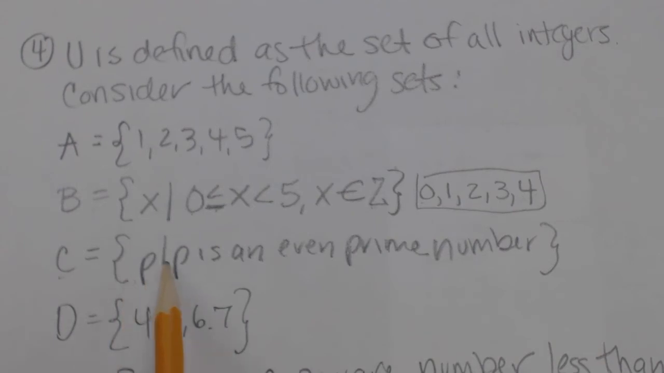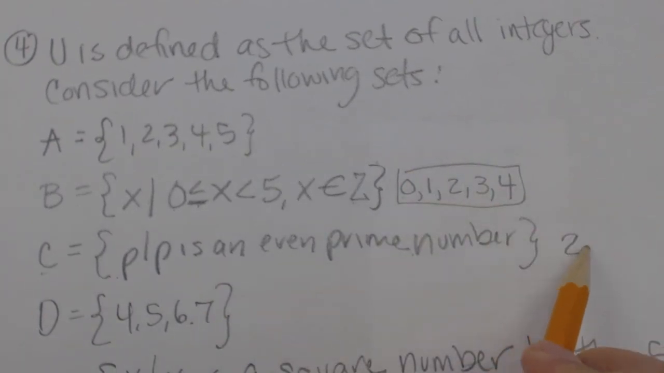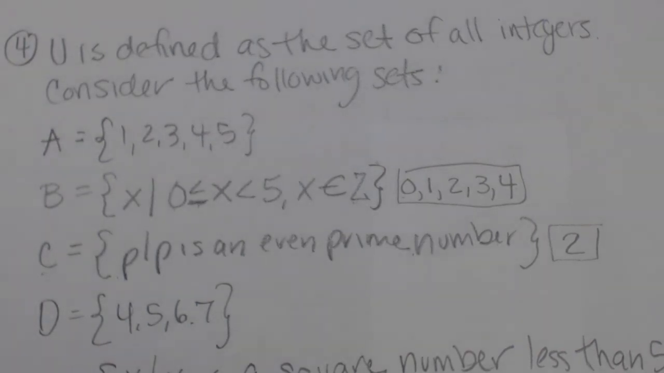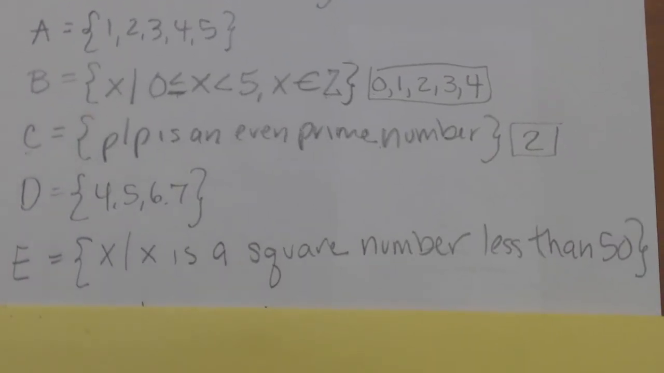We have C, P such that P is an even prime number. An even prime number. So remember what a prime number is: a number divisible by 1 and itself. So the only even prime number that I can think of is the number 2. So I'm just going to write that down. That's it. Every other number is divisible by 2. So D is 4, 5, 6, 7. That's pretty good. And E is X such that X is a square number less than 50.